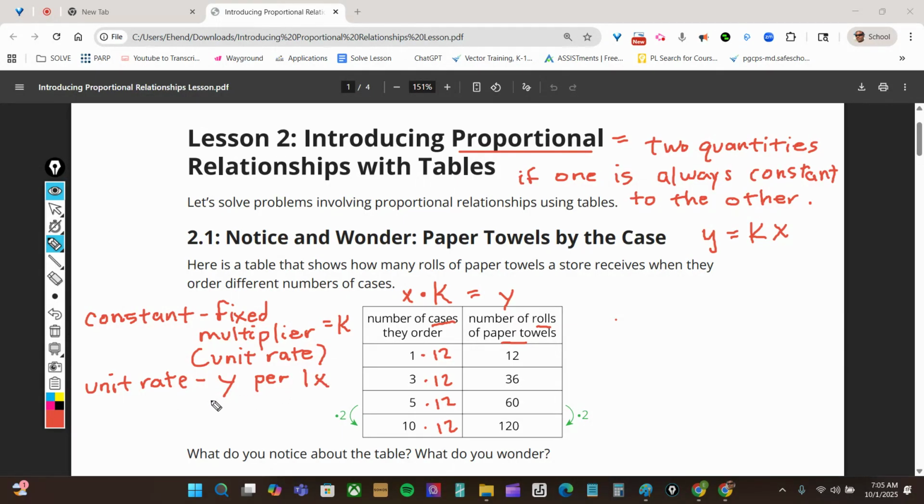Remember, when you see per, that means divide. So also known as y divided by x. So the constant equals y divided by x, which you're going to see a lot. And it is also the place on the graph where x equals 1.